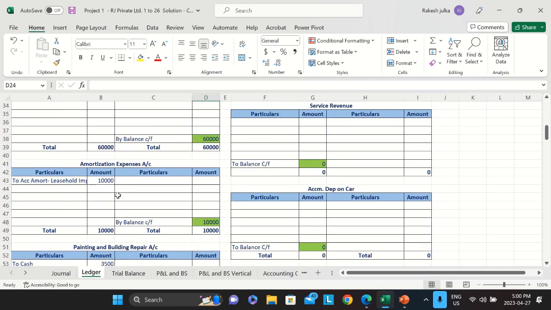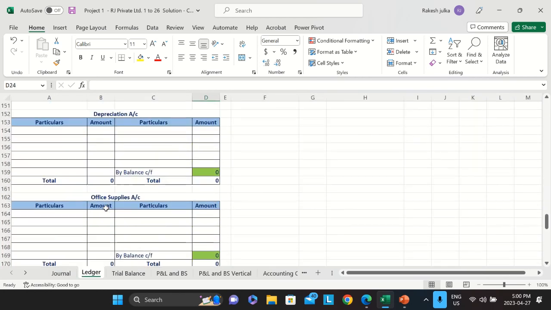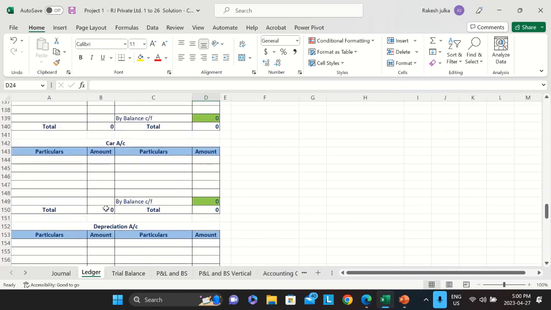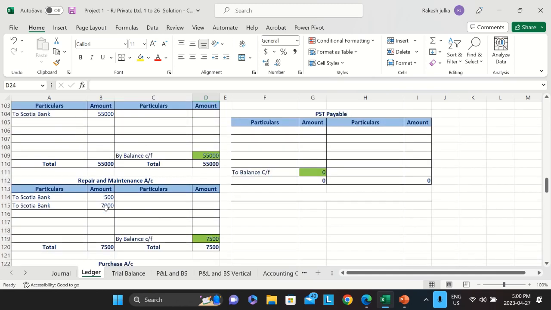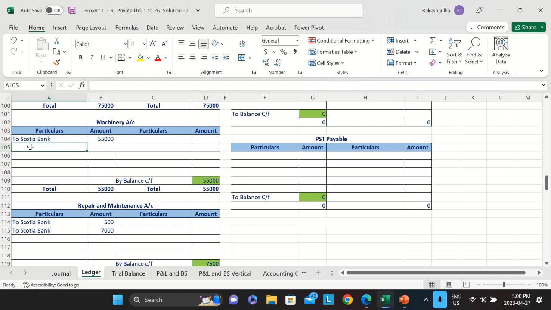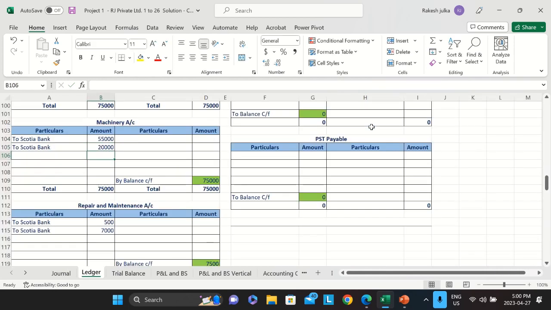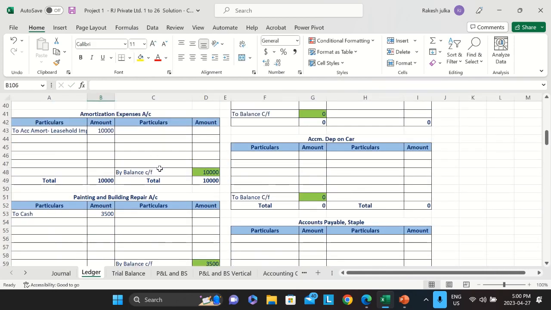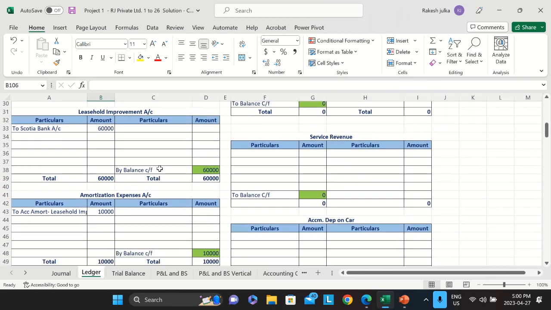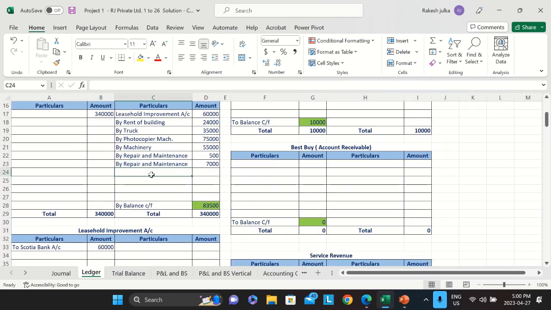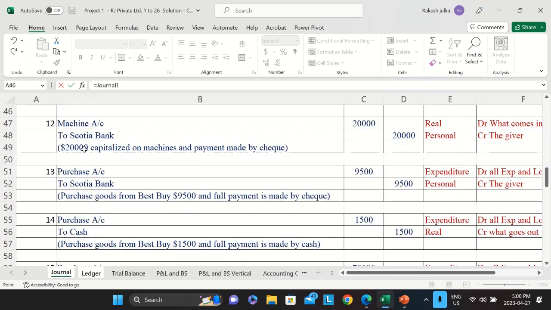Go to machine to Scotiabank. So here we will find machine to Scotiabank. How much is this amount? This is $20,000. And in the Scotiabank, you will write buy machine. Yeah, you write here buy machine. So how much is that? Is equal to sign. Go here and write 20,000.